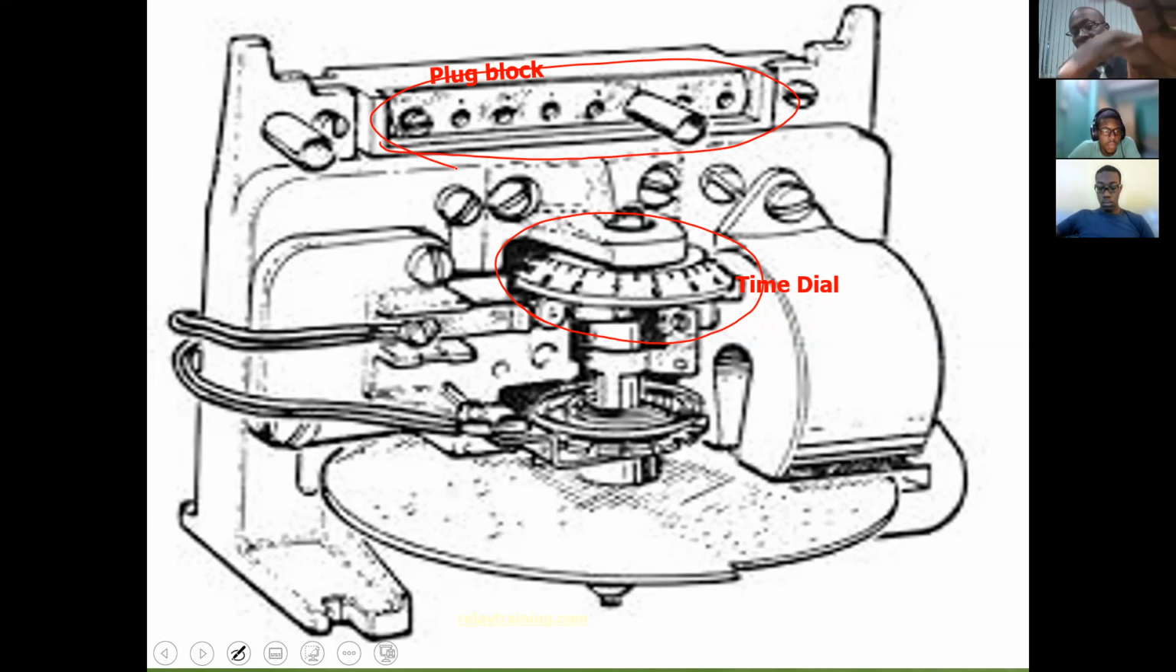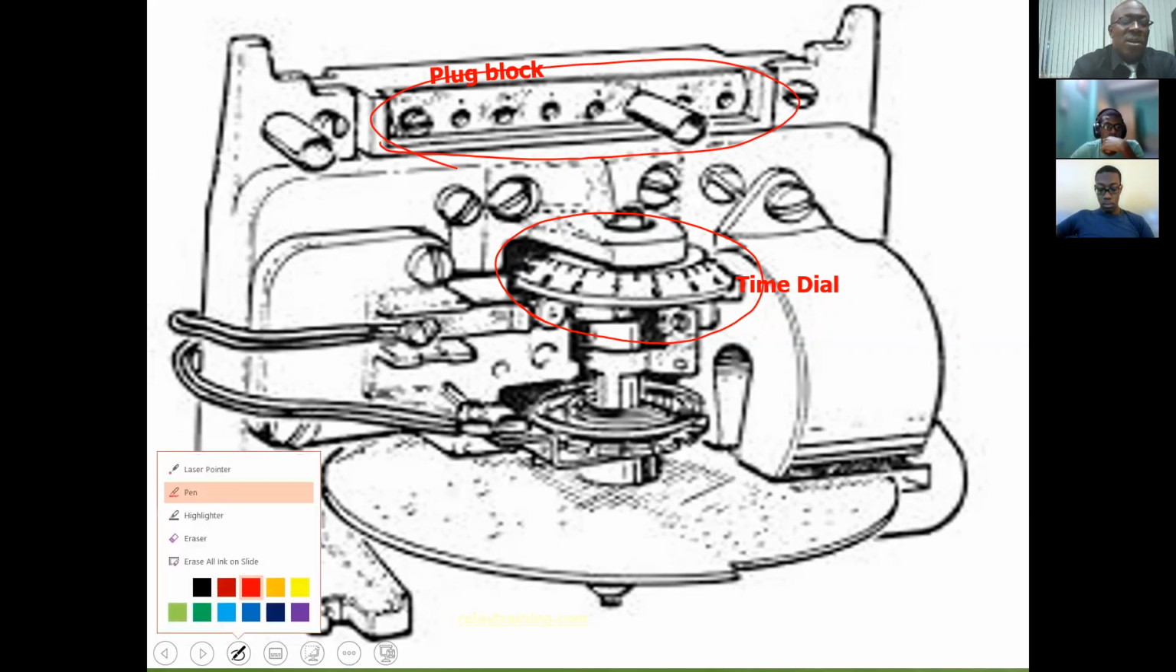So for your electromechanical, these things are done physically. But when we move to the static relays, we just find other ways of achieving the same thing. If you understand these basic principles, then when we get to the static, it's just that we have now used electronics to do the same thing that we are doing on the electromechanical.